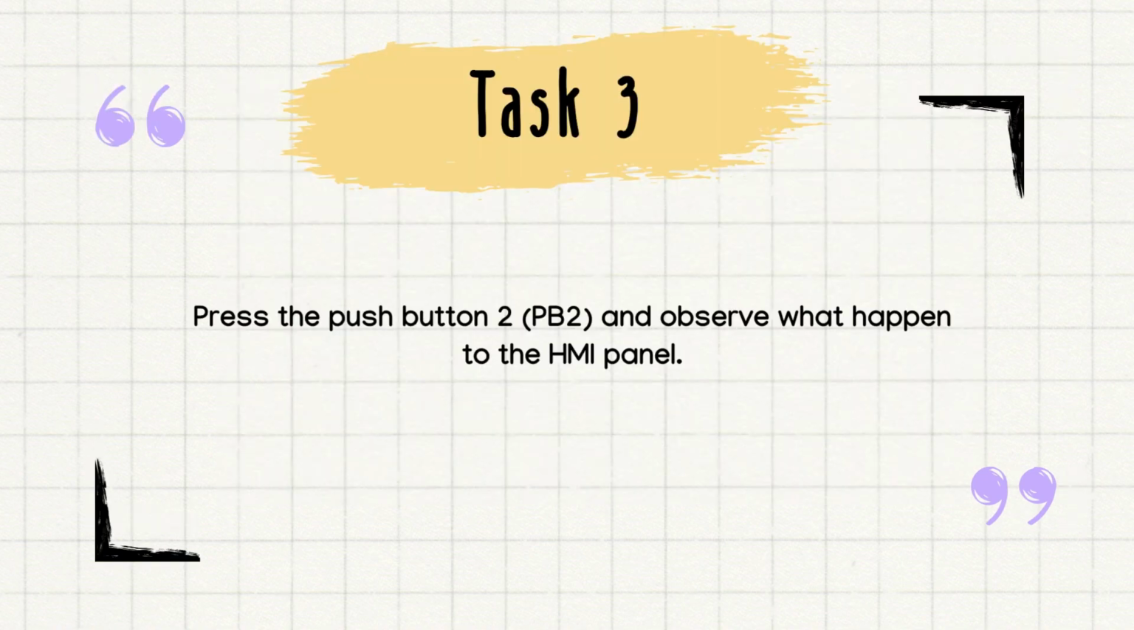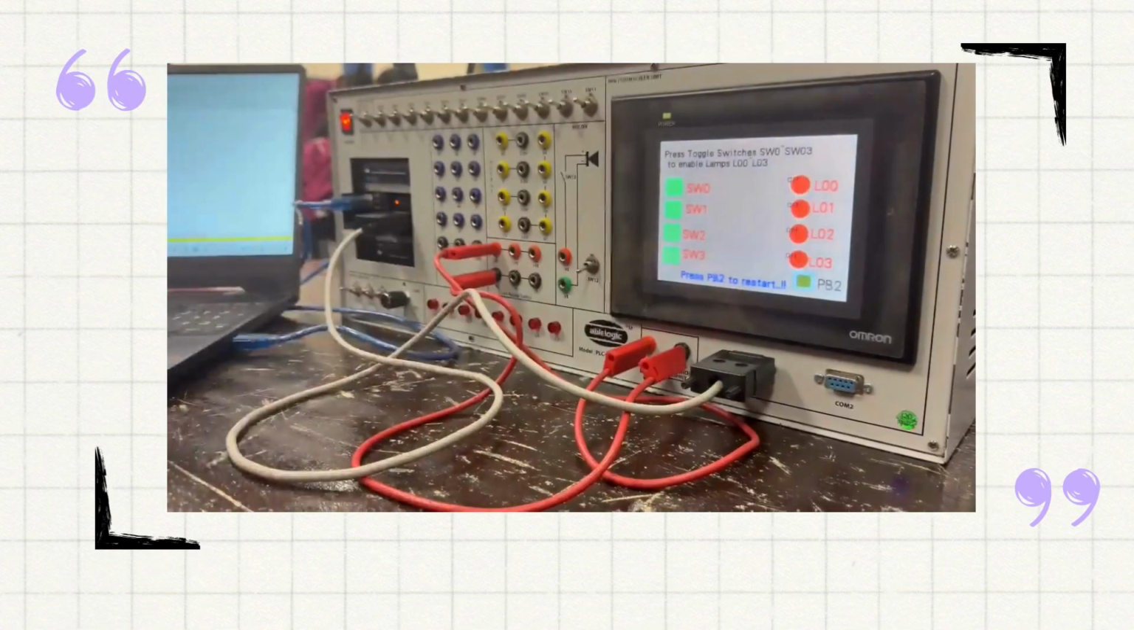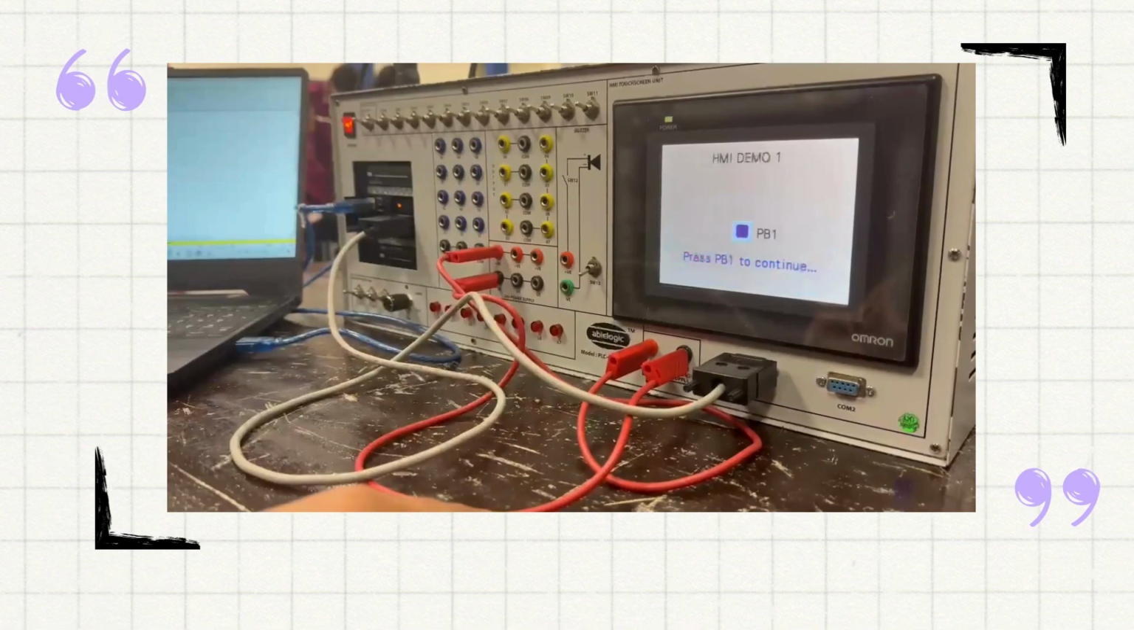In task 3, we need to press push button 2 on frame 11 and observe what happens to the HMI panel. After we press push button 2 in frame 11, it will go back to frame 10.